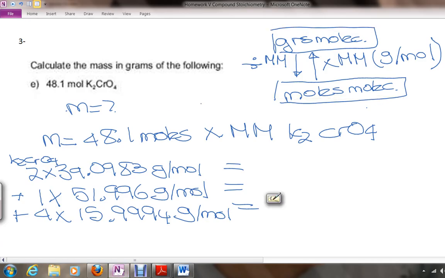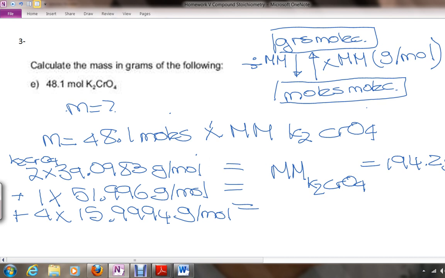So it's going to be 194.2. That's the molar mass. The molar mass of K2CrO4 is 194.2 grams per mole. You do the same thing as we did in the last problem. You keep on calculating that.